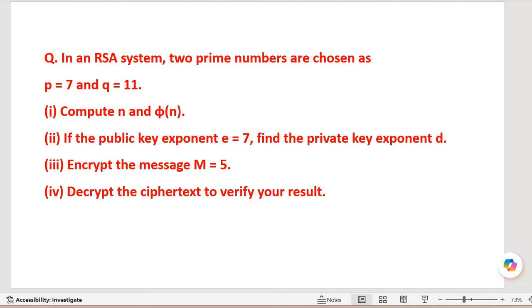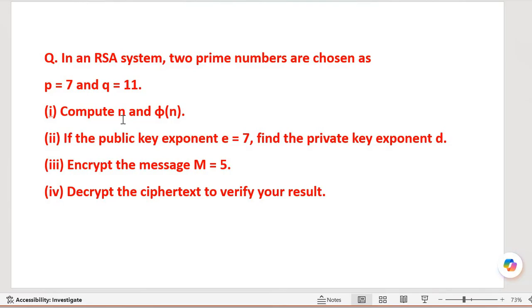As I told you, if you go through the steps, n will be... can someone tell me what the formula to calculate n is? That's so simple. Can someone tell me? How will we calculate n? Simply p into q. Okay.